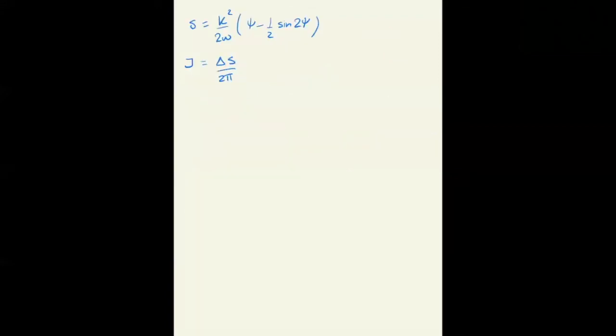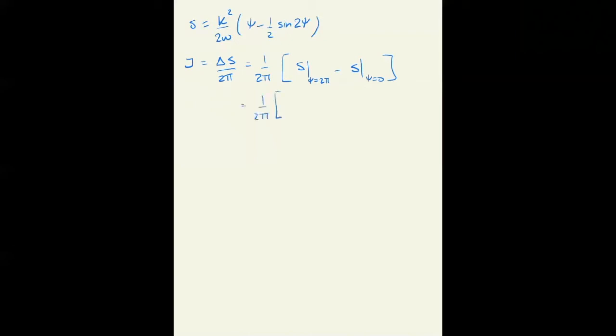We can now find the action. The action is the increment of the generating function over 2 pi. The increment as you go a full period is the generating function when psi is equal to 2 pi minus the generating function when psi is equal to 0. So when psi is equal to 2 pi, you have the sine of 4 pi, which is equal to 0. So the last term cancels.